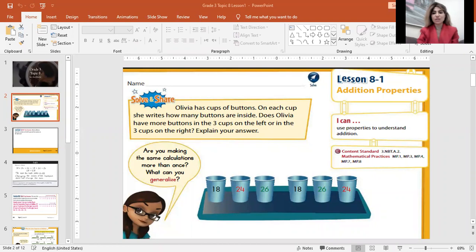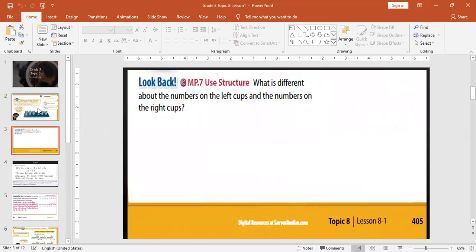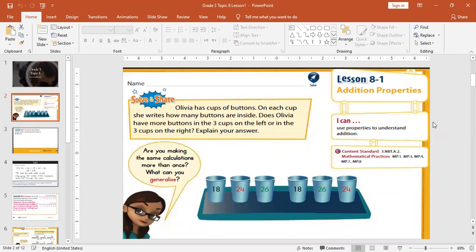Okay, so lesson 8.1, this is page 405. Olivia has cups of buttons. On each cup, she writes how many buttons are inside. Does Olivia have more buttons in the 3 cups on the left or in the 3 cups on the right?